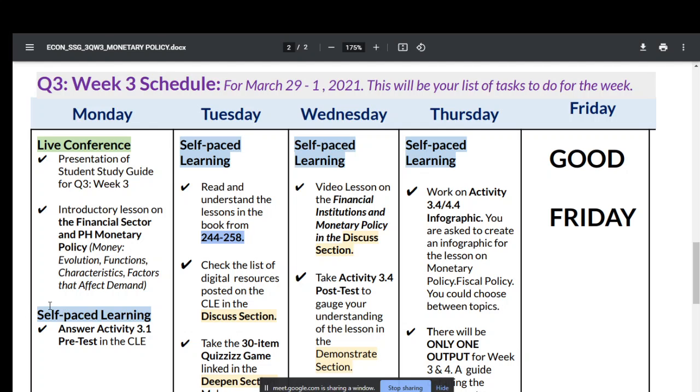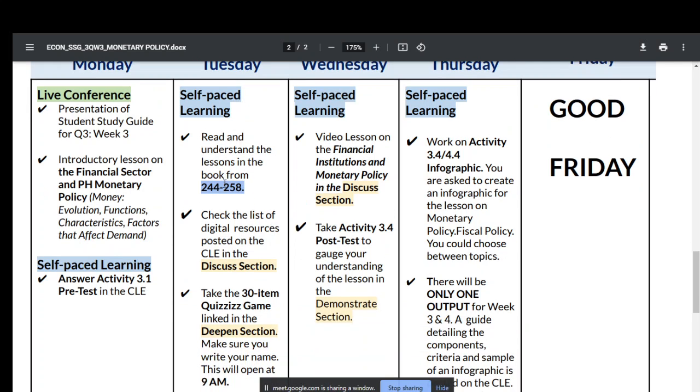And then for Tuesday, you're gonna get pala your self-paced or your activity 3.1 p-test later. For Tuesday, self-paced na tayo. So meron tayong list of resources dyan sa CLE, which I will show you later. And then we also have our lessons in the book from page 244 to 258. And I will also be posting video recording of the lessons that we are gonna discuss sana for Wednesday.